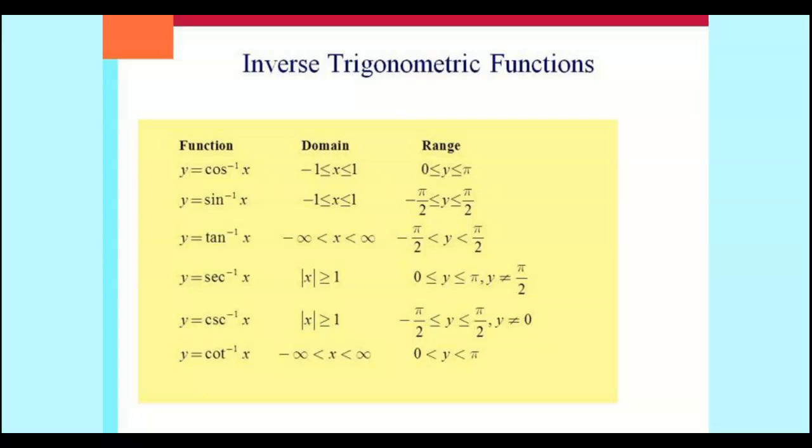Tangent is -pi/2 to pi/2. And then secant and cosecant match their partners. So like secant 0 to pi, cosecant's -pi/2 to pi/2. Cotangent is the only one that doesn't match. So tangent and cotangent are unique. Cotangent is 0 to pi. And that's because it's cosine over sine, so it follows cosine.